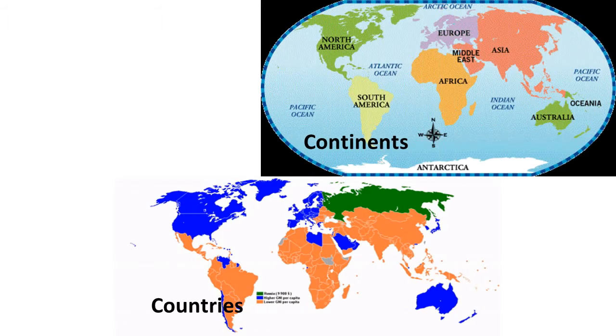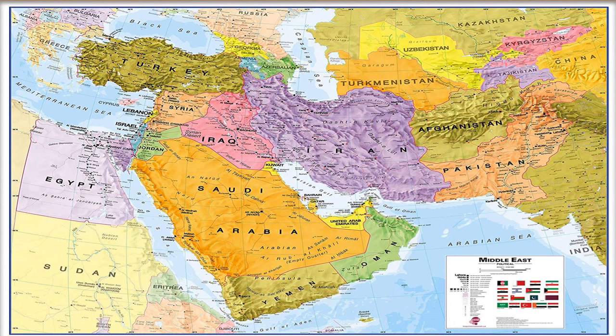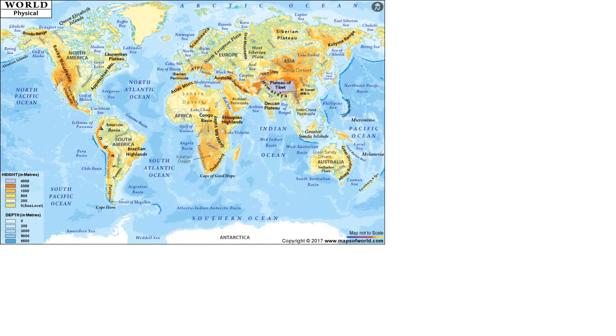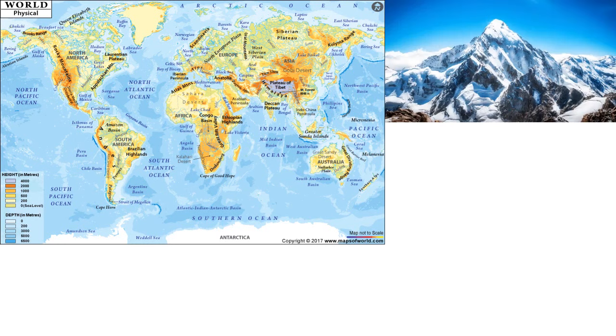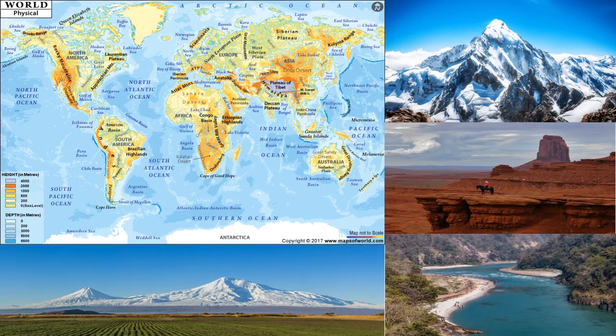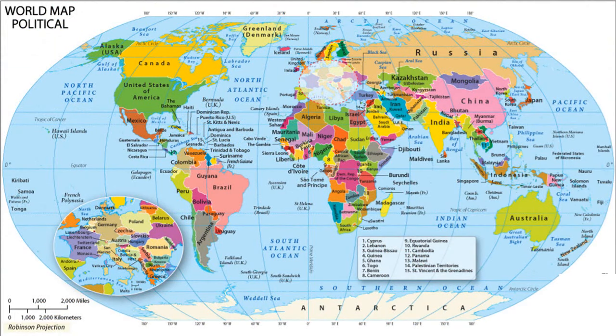We can draw maps to show countries, continents, and even our neighborhood. Maps are more appropriate for showing details. Let's have a look at types of maps. Maps are basically of two types, physical and political. A physical map shows the physical or relief features of a place such as mountains, plateaus, plains, and rivers. A political map shows countries, states, and their capitals.